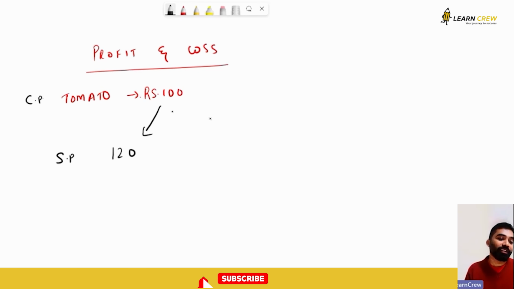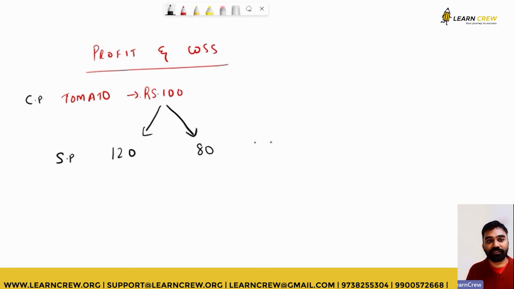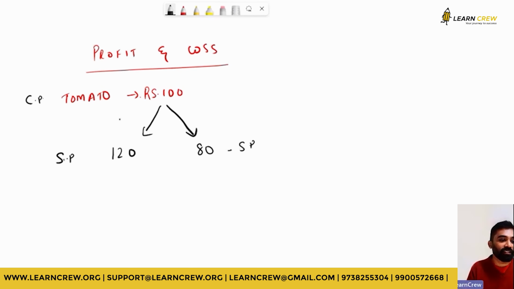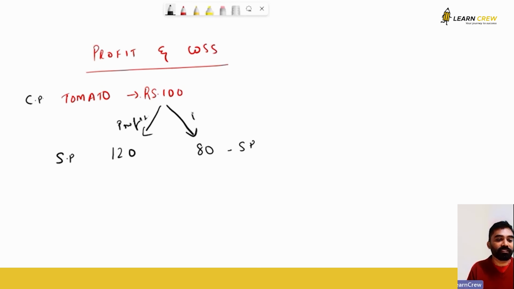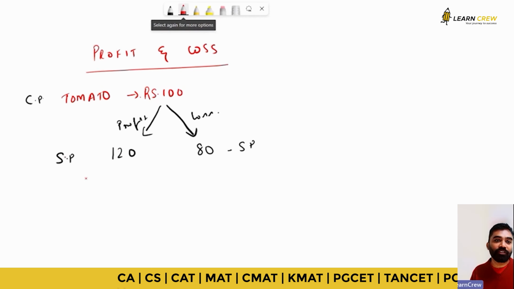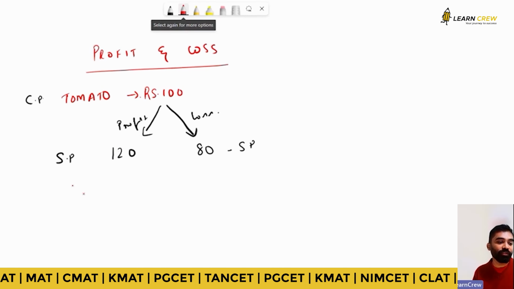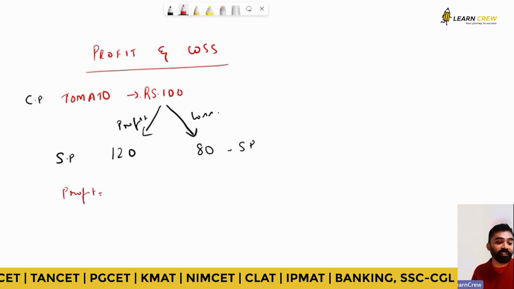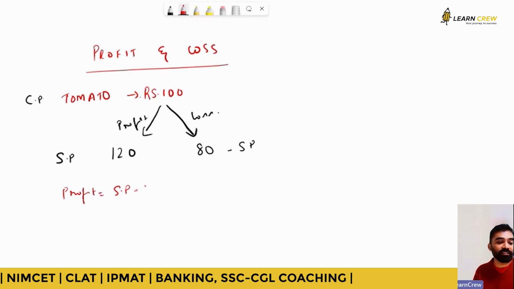Now, if I am going to sell the same product at 80, then what is going to happen? This is also the selling price. In this case, you're telling it is profit. In this case, it is loss. Now, what is the profit amount that you got here? 20 rupees. How did you do it? 120 minus 100, that is nothing but selling price minus cost price.